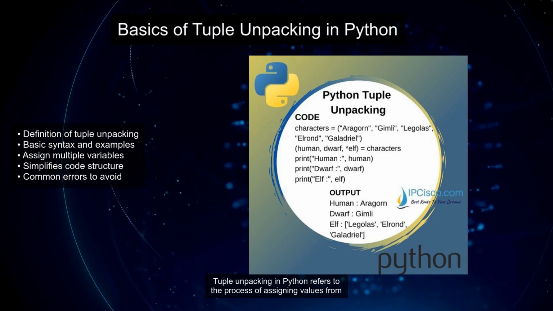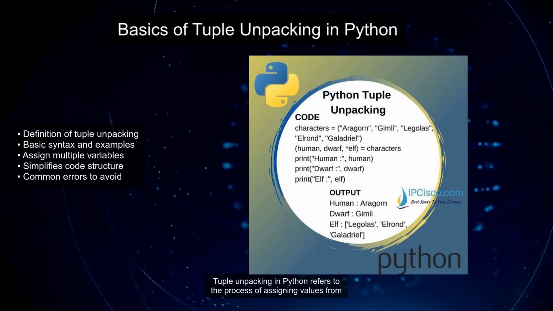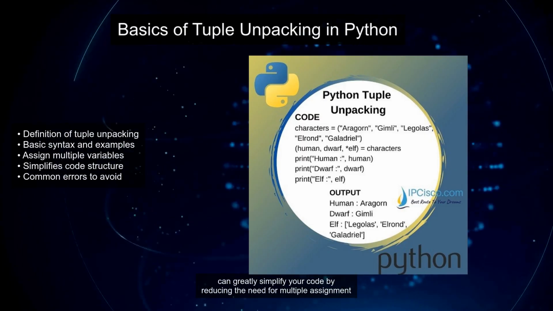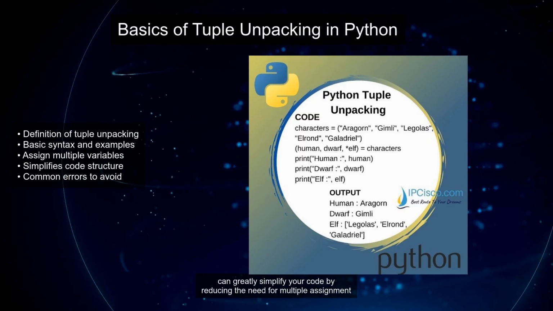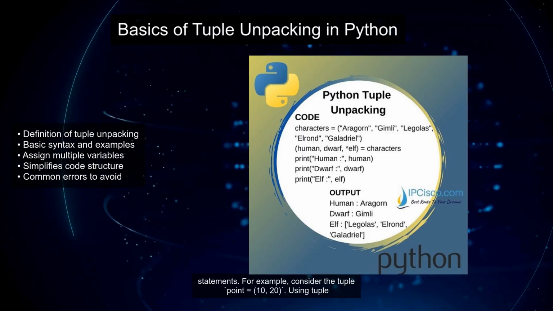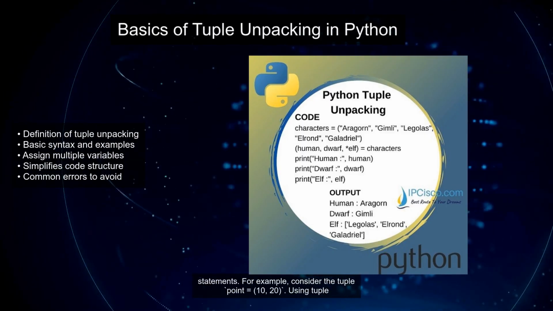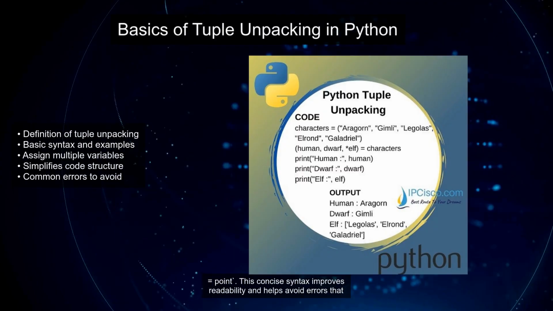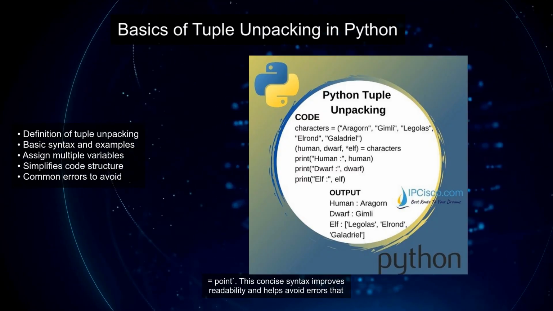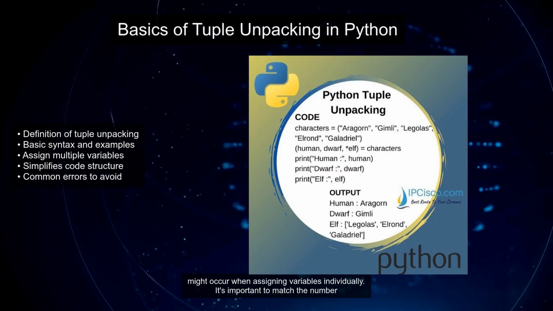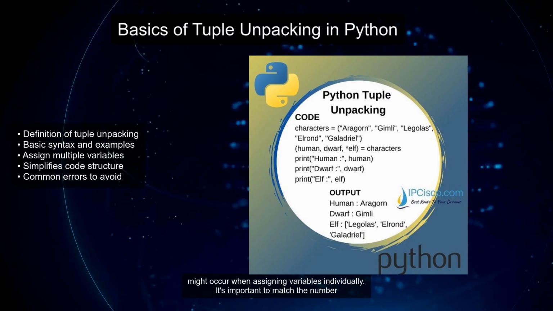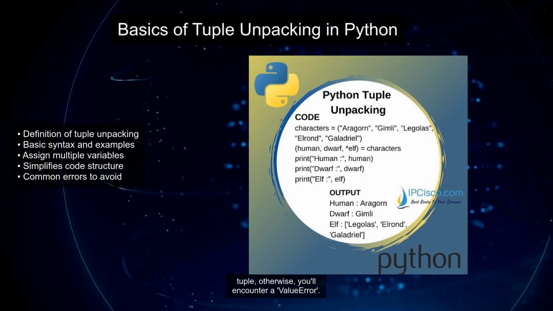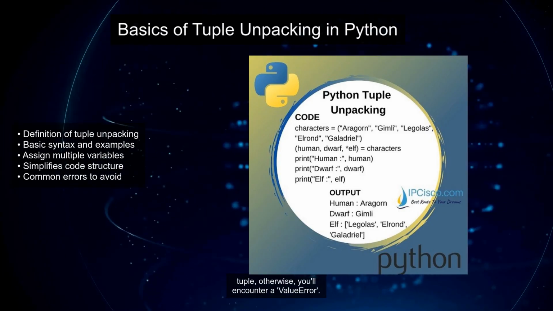Tuple unpacking in Python refers to the process of assigning values from a tuple to a sequence of variables in a single statement. This can greatly simplify your code by reducing the need for multiple assignment statements. For example, consider the tuple point = (10, 20). Using tuple unpacking, you can assign these values to two variables with x, y = point. This concise syntax improves readability and helps avoid errors that might occur when assigning variables individually. It's important to match the number of variables on the left with the number of elements in the tuple, otherwise, you'll encounter a ValueError.